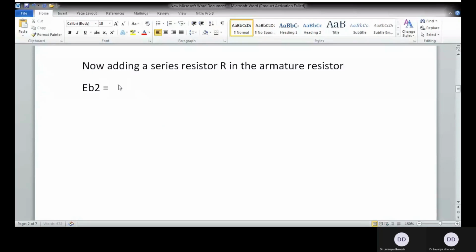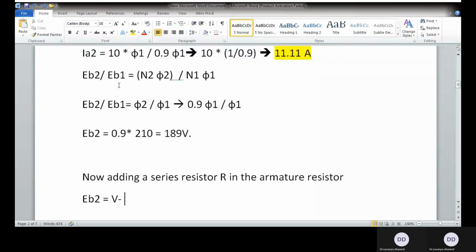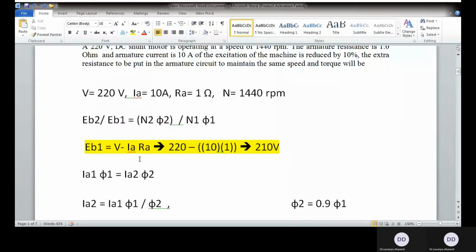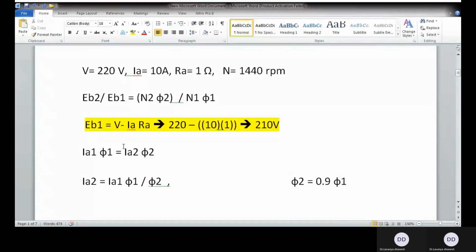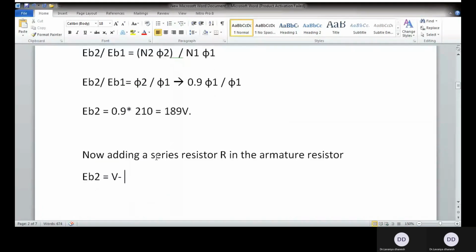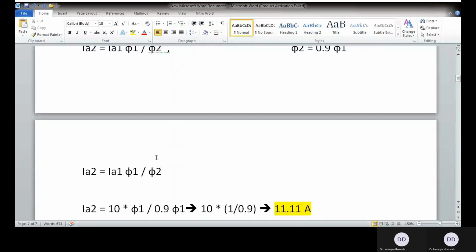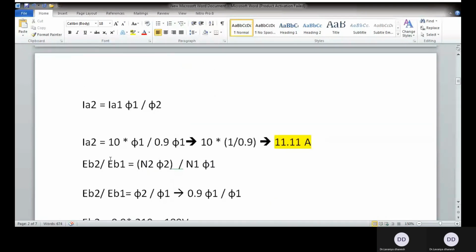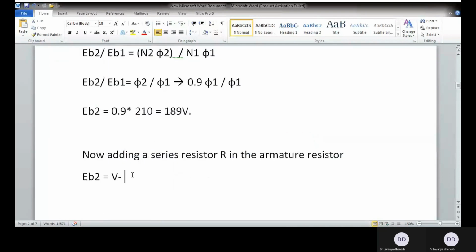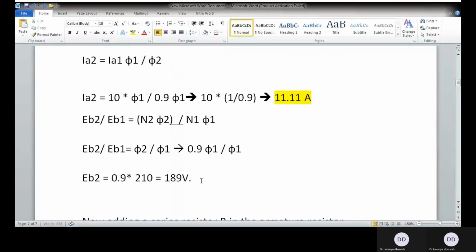So what will we do? Again we told V minus IA, same type of formula. So V minus IA into, instead of armature resistance RA, you are going to include additional resistance, right? So V minus IA2, you are going to substitute all the values. V minus IA2 into RA plus R.